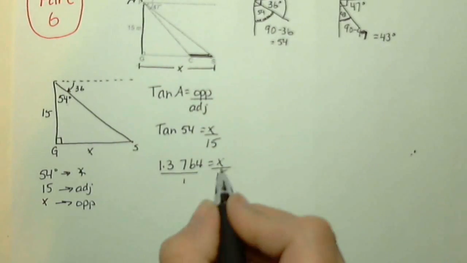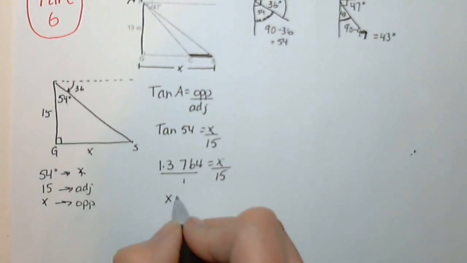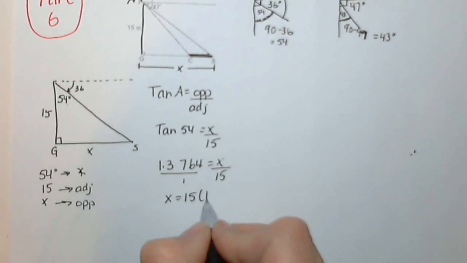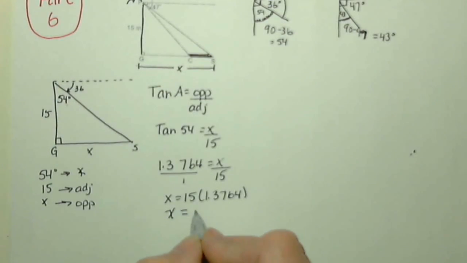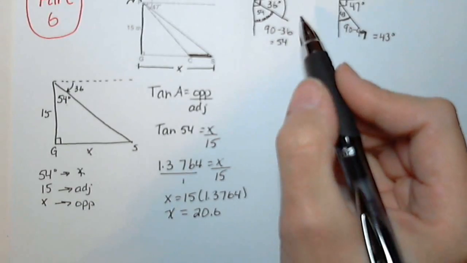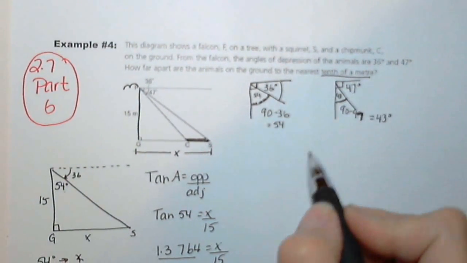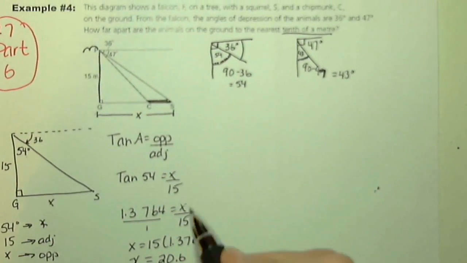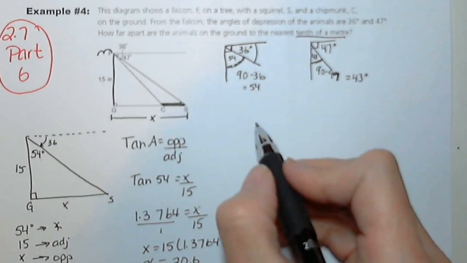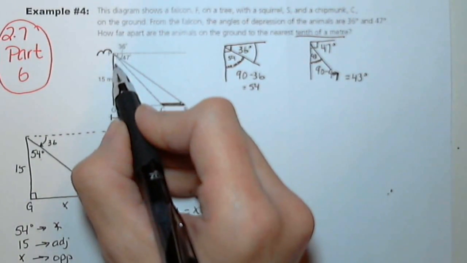Let's put this over 1. Cross multiply. 1 times X is equal to 15 times 1.3764, and X is equal to 20.6. And again, I was asked originally in my question, if you look above, to find my answer to a tenth of a meter. So I'm going to do that right away, and X is 20.6. Now I'm going to look at the second triangle. The second triangle is the triangle that's actually just this one right here.